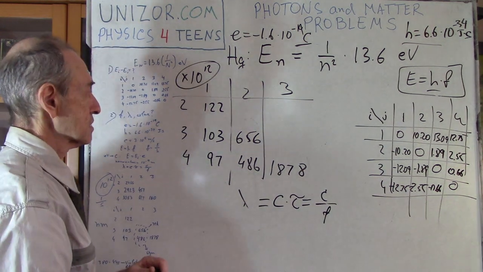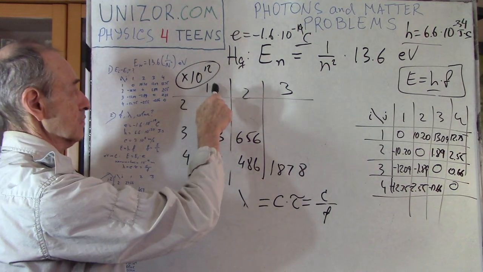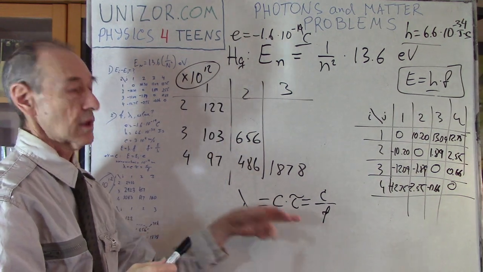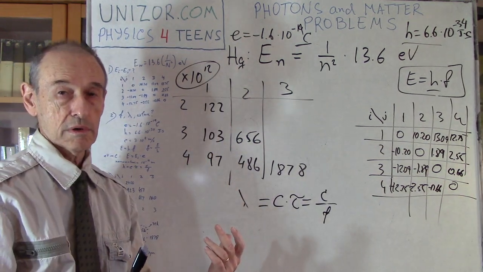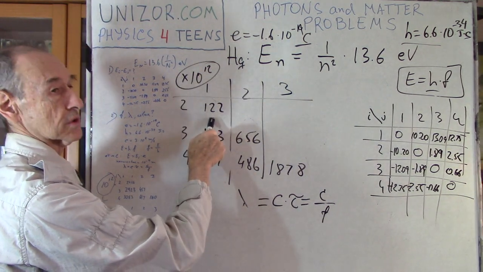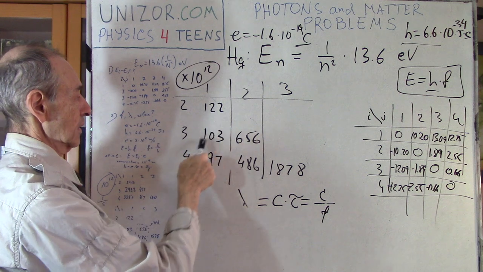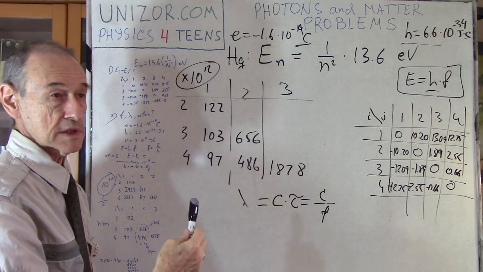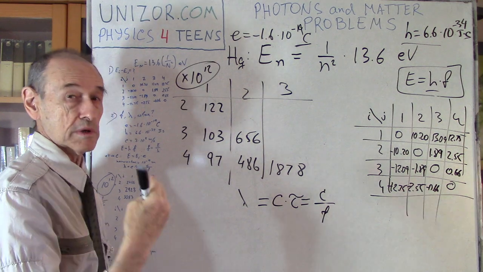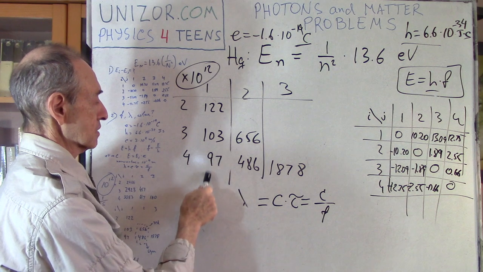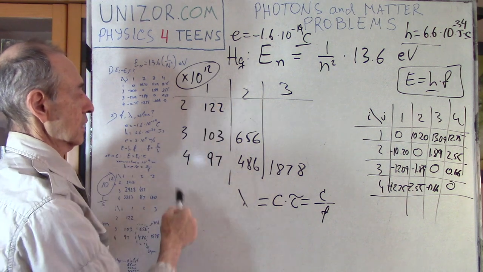So frequency was the highest whenever we moved to the first layer. The higher the frequency, the shorter the wavelengths. So 122 is a very short wavelength. When we go from 3 to 1, it's even more energy we released, which means that the frequency is supposed to be greater, which means the wavelength should be shorter, and the shortest one from the fourth level to the one.